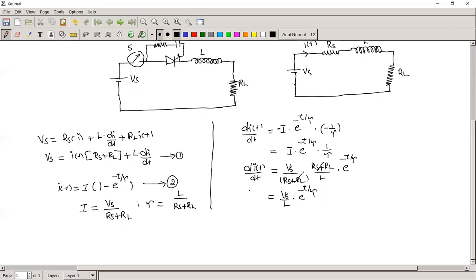So the left hand side is the change in anode current, di/dt. This is maximum when t equals 0. When t equals 0, this is maximum. So di/dt maximum equals, substituting t as 0, the whole exponential term becomes 1, so Vs by L. Now we have to find out the value of L.